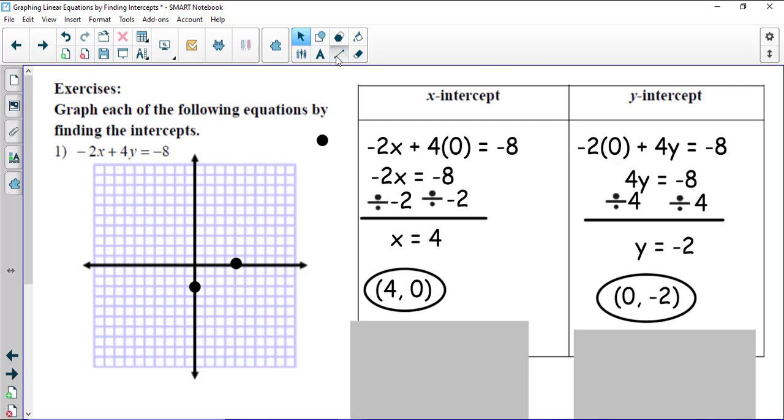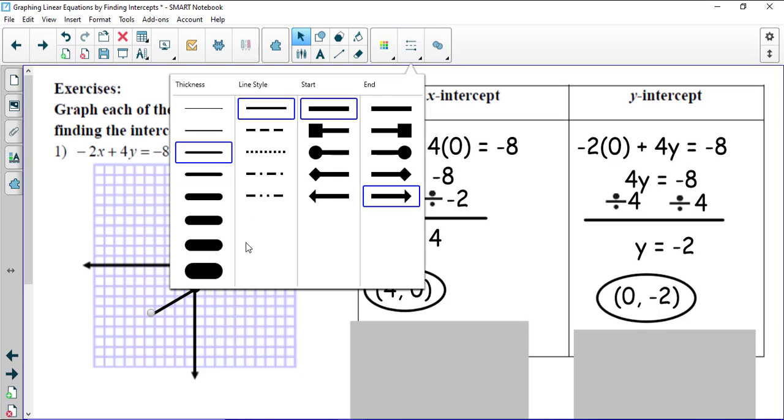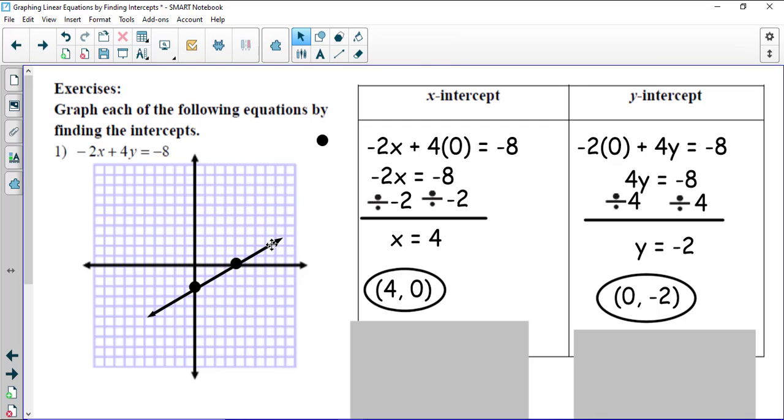We can go ahead and connect these 2 points to form a line. So when we do that, our line is going to look like this. Again, all we need is 2 points to form a line. There's really an infinite number of solutions to this equation. These just happen to be 2 of them, and that is our x and our y-intercept.